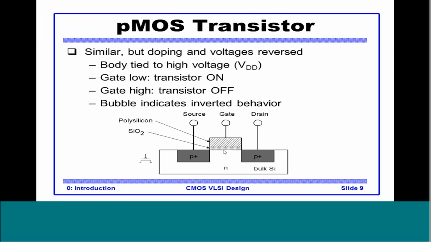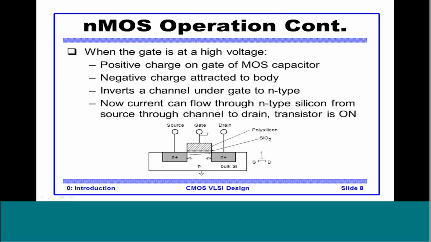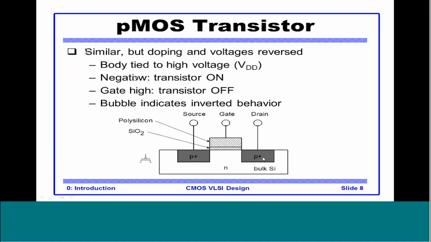Now a PMOS transistor is very similar to an NMOS transistor. It's just that the voltages that turn on and turn off the transistor are complementary. In NMOS the P-type substrate was tied to 0. Here the N-type substrate is tied to VDD. VDD is nothing but the high voltage. Whenever the gate is low, the transistor is on. Whenever the gate is high, the transistor is off. The bubble in the symbol indicates that it is inverted as compared to NMOS. If we revisit the NMOS symbol, there is no bubble here. However, PMOS has a bubble.